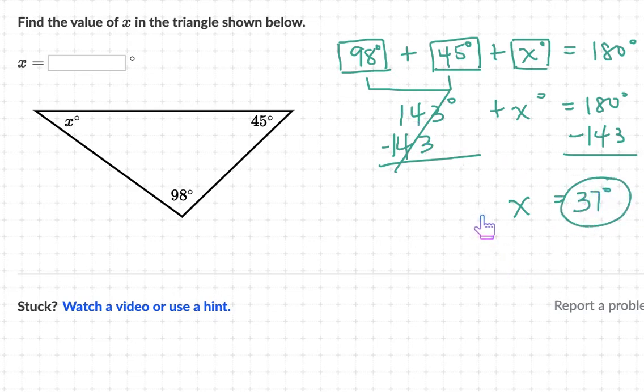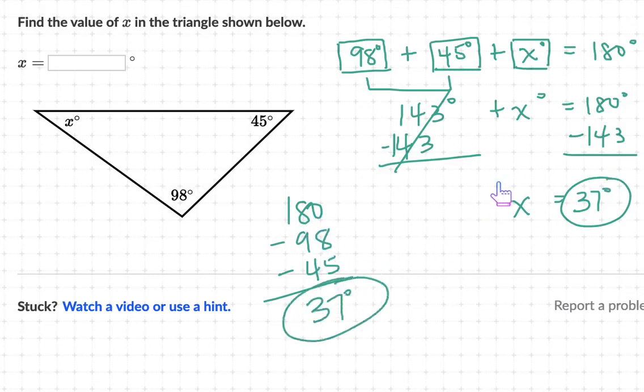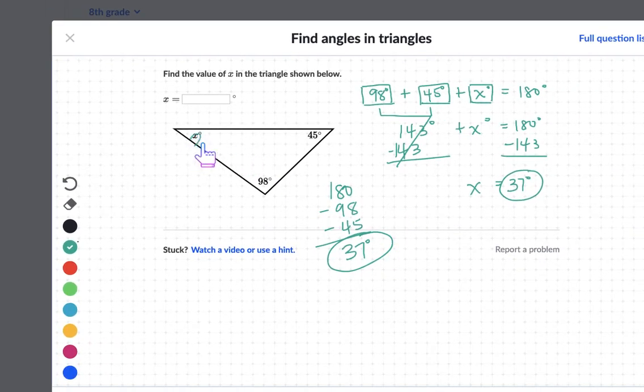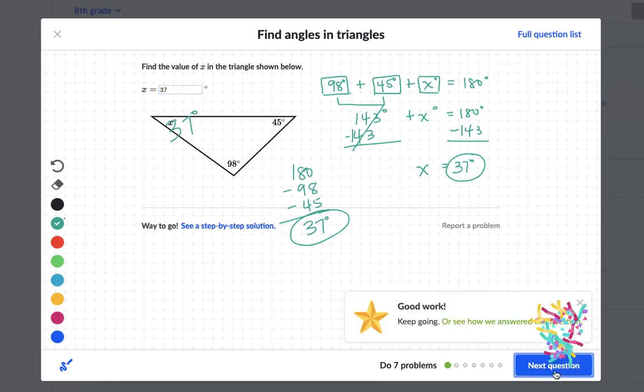So that's your answer. That's the algebraic way. If you know that all three are going to add up to 180, what you could do in your calculator is just subtract the two angles you've been given from 180. So in your calculator, you would do 180 minus 98 minus 45, and you would also get 37 degrees. Either way, it's doing the same thing. It's making sure that at the end, all three of these add up to 180 degrees. There you go.